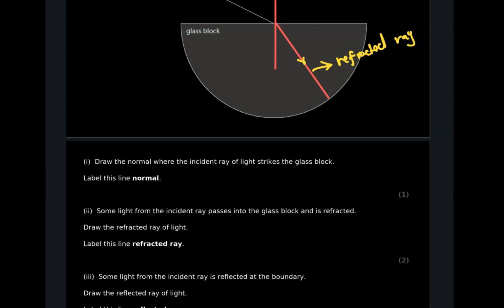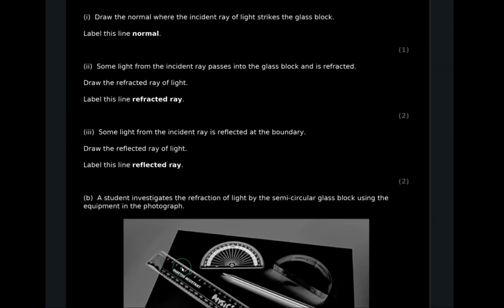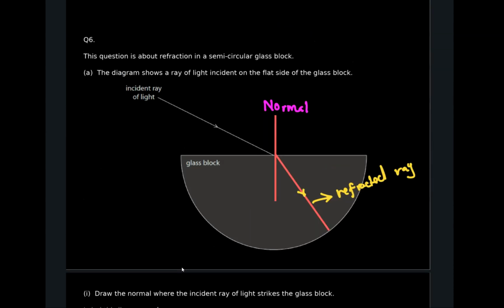Roman 3, we are told some light from the incident ray is reflected at the boundary. Draw the reflected ray of light. Let's check. Yes, it will travel like that, and that's the angle of reflection, and this is the reflected ray, and here this is the angle of reflection, and below here is the angle of refraction.